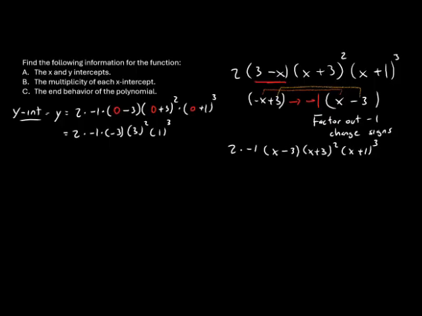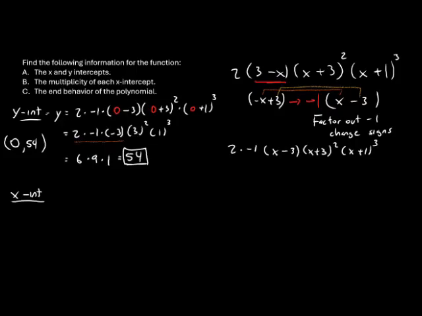Let's first begin by multiplying 2 times negative 1 times negative 3. If we multiply, we'll get positive 6 times 3 to the second power, which is 9, times 1 to the third power, which is 1. 6 times 9 will give us 54. Therefore, our y-intercept will be (0, 54). Using an x of 0, we get a y of 54. Now let's find the x-intercepts.